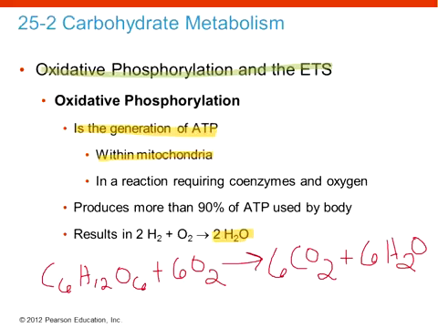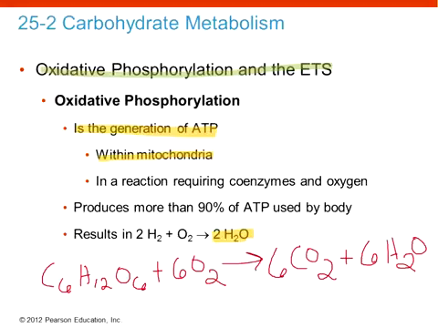So the last step of cellular respiration is what we call the electron transport chain. We referred to it before, and we said all of those NADHs and FADH2s go to the electron transport chain where they're carrying hydrogens and electrons. We can also call this process oxidative phosphorylation. Oxidative phosphorylation happens in the mitochondria, and it's where we're going to generate the bulk of our ATP. More than 90% of the ATP used by the body is produced through oxidative phosphorylation.